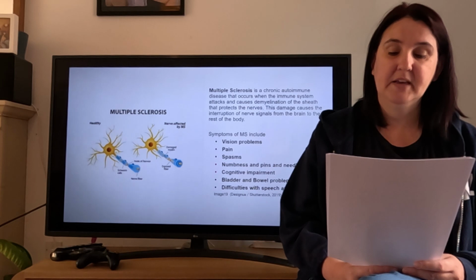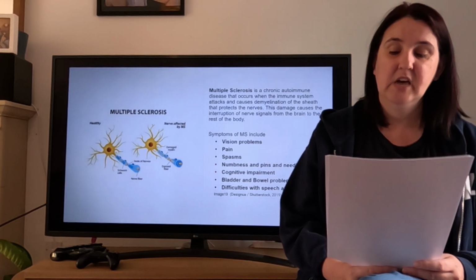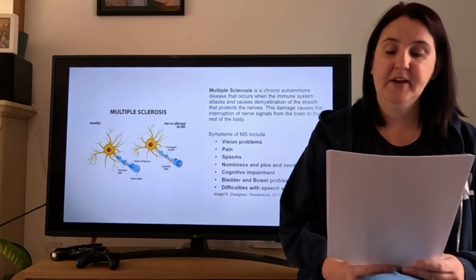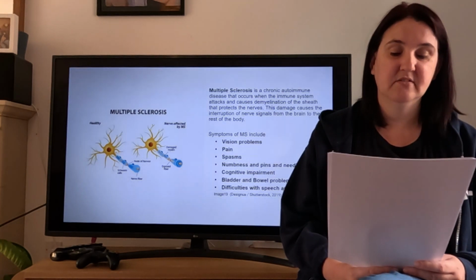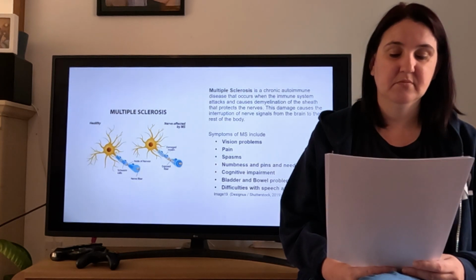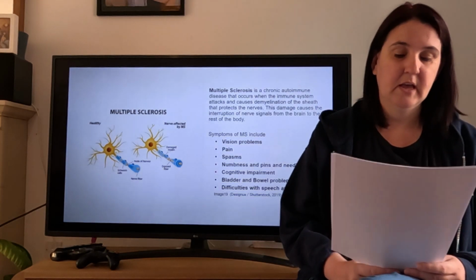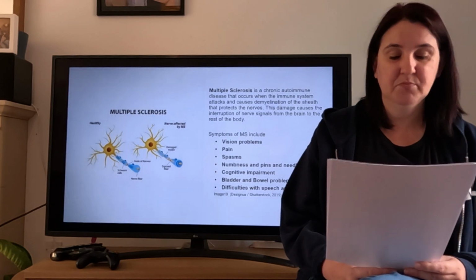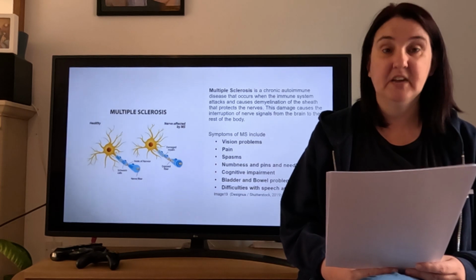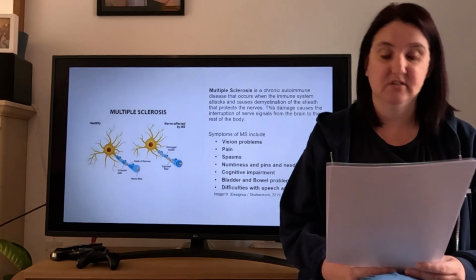Diagnosing MS is complicated and there are no definitive tests. Doctors will rule out other conditions that may cause similar symptoms. MRI imaging is used to identify plaques of demyelination, but doctors require two separate episodes of symptoms to give a definitive diagnosis. Symptoms of MS include vision problems, pain, spasms, numbness, pins and needles, cognitive impairment, bladder and bowel problems, and difficulty with speech and swallowing.